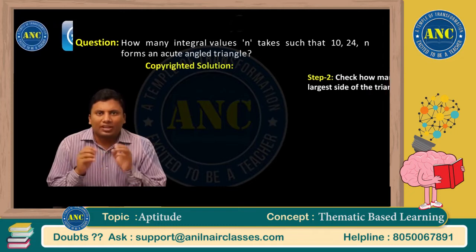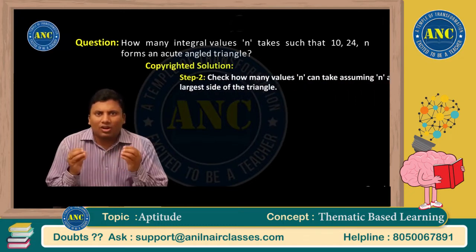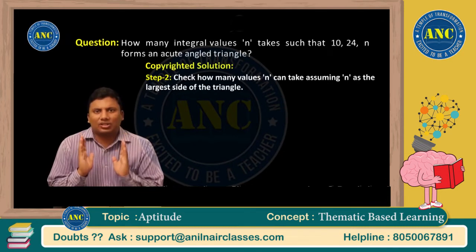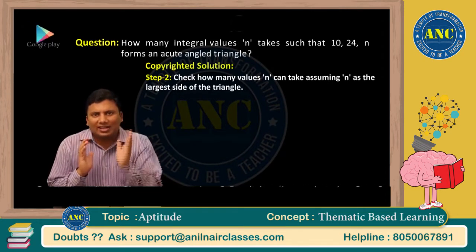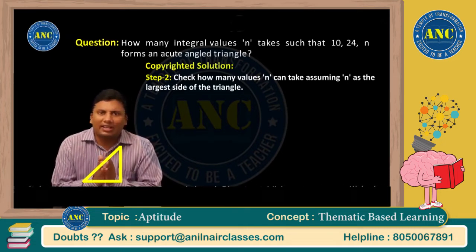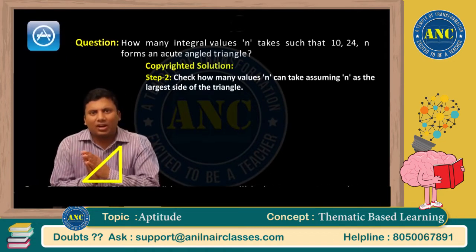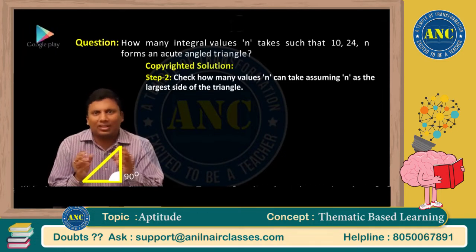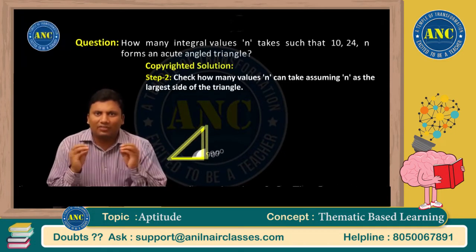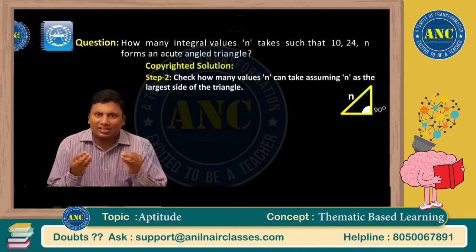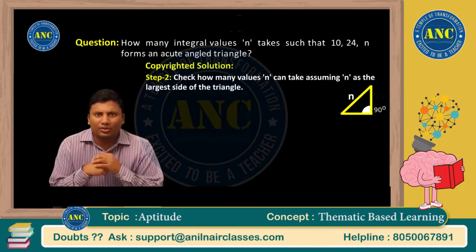Step number 2. n, the third side we don't know. We will call it the largest side. Now for effective understanding of the concept, what I do is I take it as a right angle triangle. Then what is an acute angled triangle? Theta should be less than 90. So first I take theta as 90 and find the value. Then I'll make the necessary changes. So what if n is the hypotenuse? Because n should be the largest side, and the largest side in a right angle triangle is the hypotenuse.